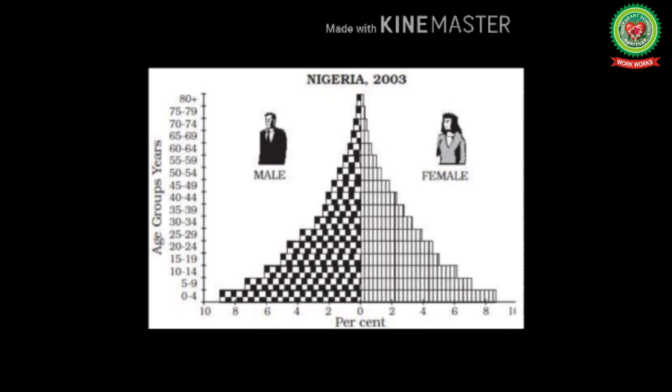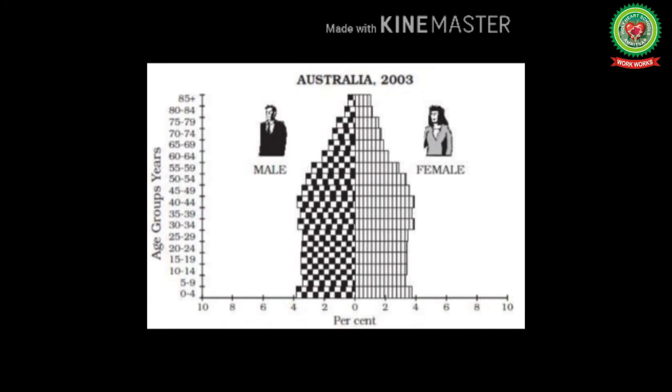Whereas in the second case, we can see that in Australia, the children below 14 years are less than the working population belonging to the age group of 15 to 60 years. Even the old age people are more in Australia as compared to Nigeria. So we can say that in Australia, the working population is more than the dependent population of Nigeria.